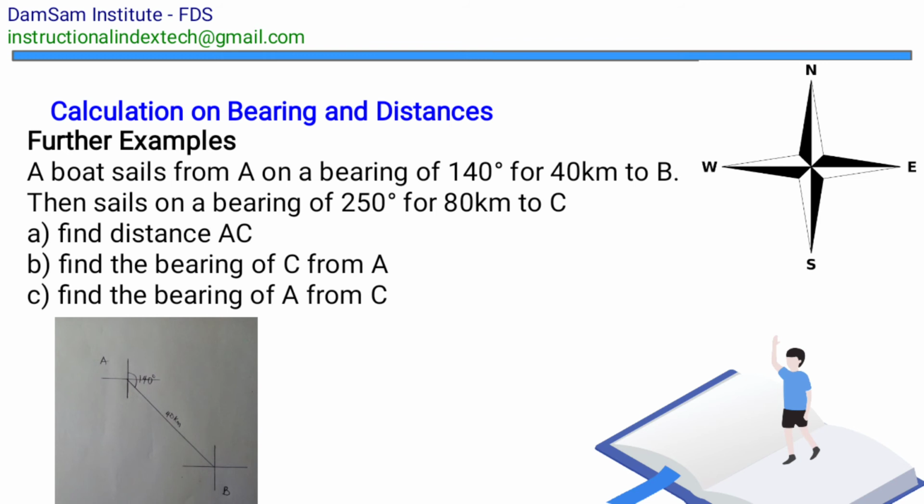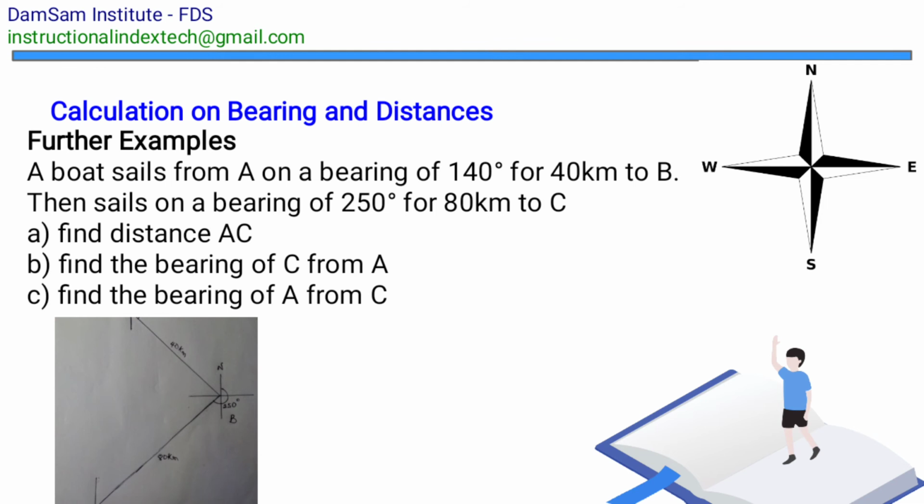So 40 kilometers is the distance between A and B, and the angle that forms from A to B is 140 degrees, just as we have identified. Then from B, we were told that the boat sails on a bearing of 250 degrees. That is working again now. So we have 250 degrees, sailing for 80 kilometers to C, just like we have seen.